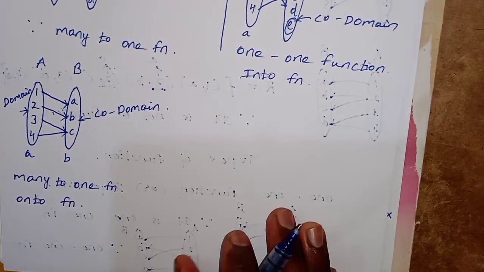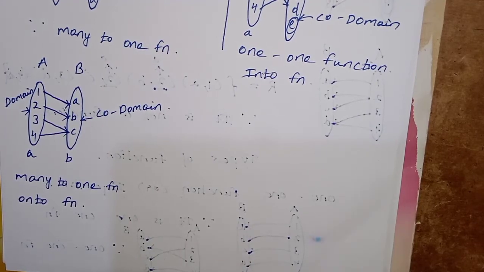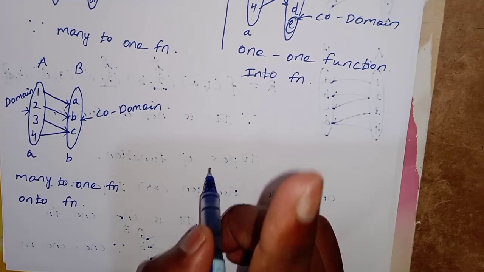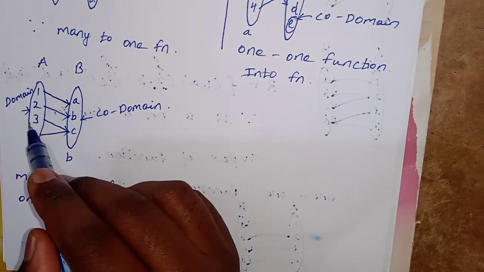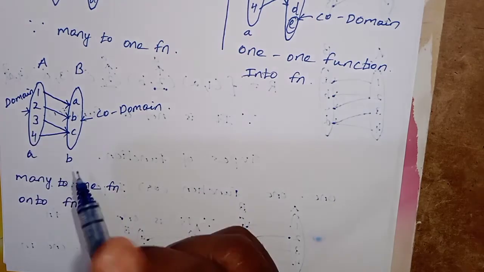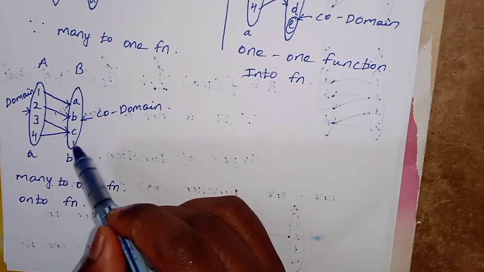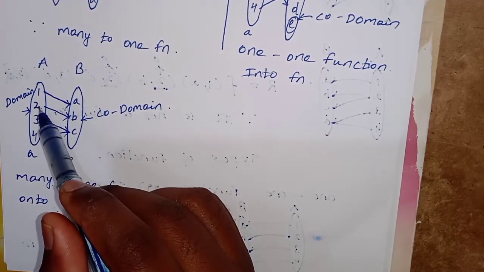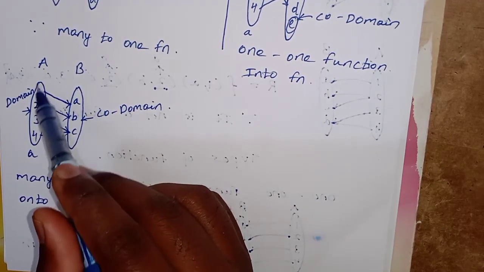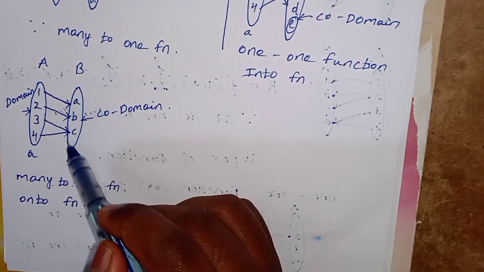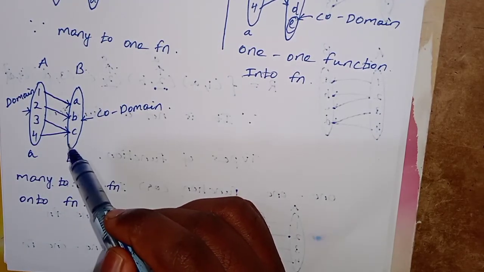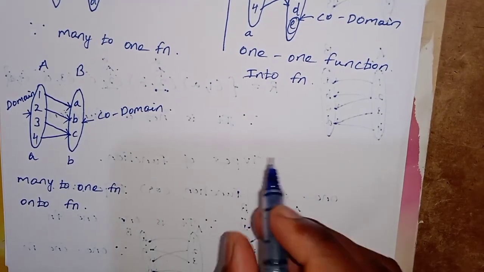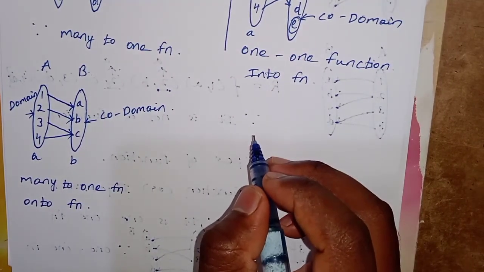I hope you all understood. For one-one you should check the domain. For onto you have to check the codomain. Domain is nothing but the pre-image. Codomain is nothing but the image. I hope you all understood.